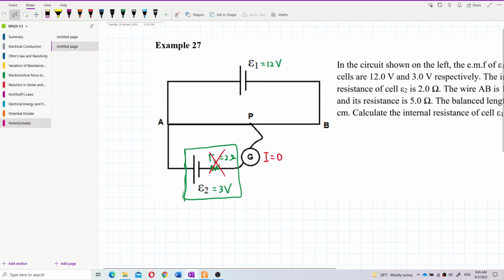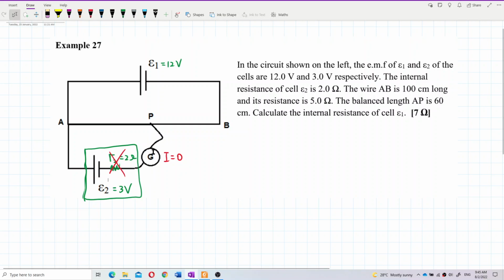So go back to our example. When balanced length, for this internal resistance R2, the VR2, the potential drop across the internal resistance, which is the current multiplied by the internal resistance, is zero. Why? Because the current itself is zero, because no current is passing through the below circuit, whereas there is current at the top circuit. Here positive, here negative. So there is current given out by E1, that is I1, passing through the top circuit.